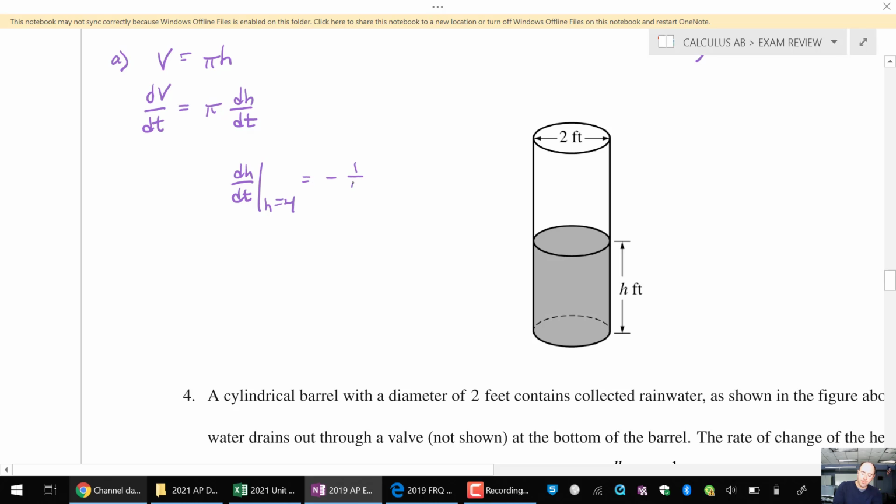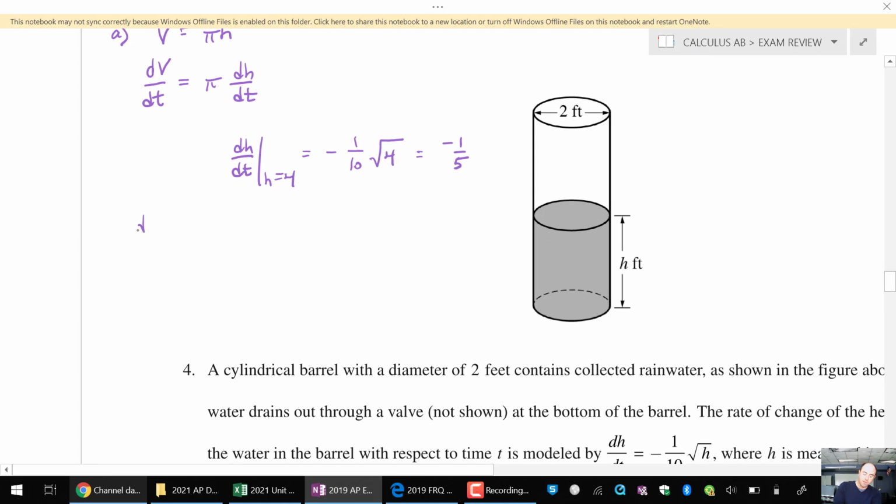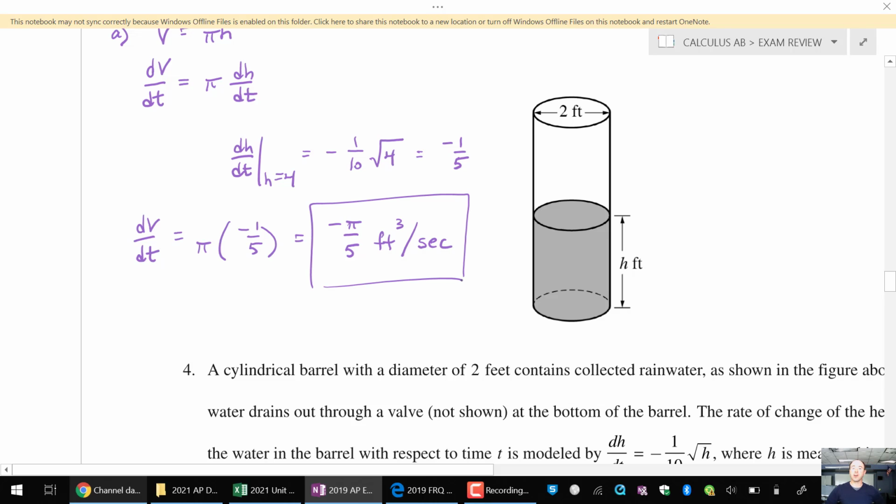So -1/10 times the square root of h, or square root of 4. That's going to give me a value of -2/10, or -1/5. So I have a dV/dt, the rate of change of volume of the water, is pi times -1/5, or a final solution, we'll call that just -pi/5. Let's put proper units on this. It's a rate of change of volume in cubic feet, so cubic feet per second. Yes, there we go. -pi/5 cubic feet per second is the rate of change of volume.